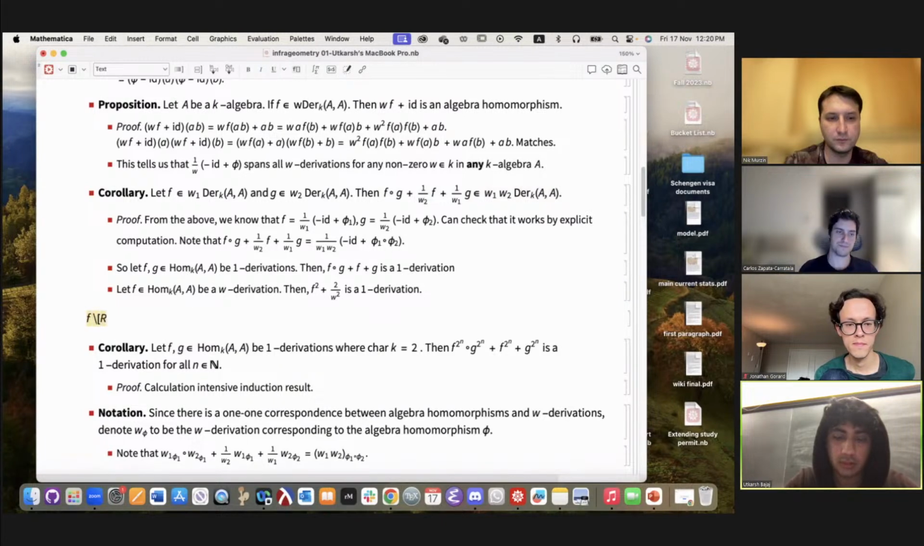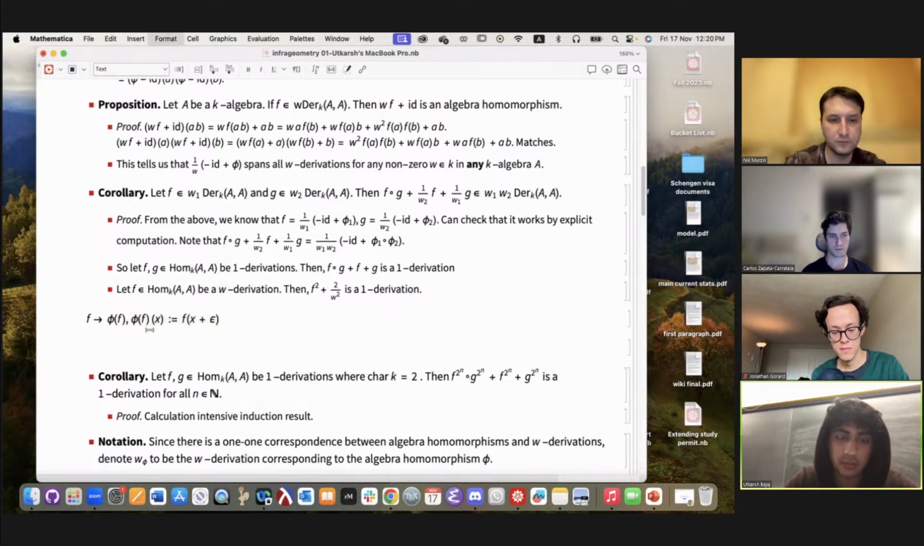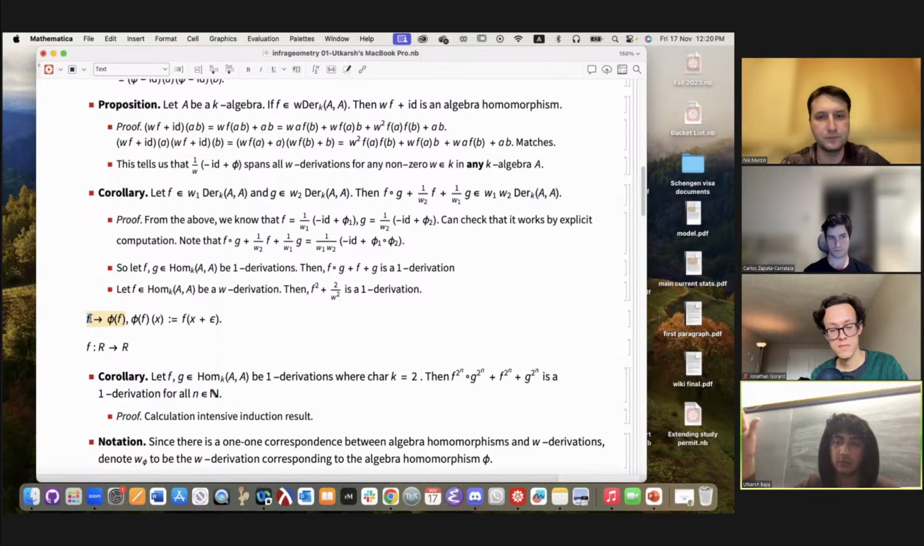Yeah, so this evaluated at x is defined to be f of x plus epsilon. Let's deal with functions over the real line, so this is well defined over there. Now this is an algebra homomorphism pretty clearly from the set of smooth functions over the reals to the set of smooth functions over the reals, because it's just evaluation.